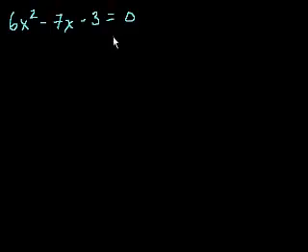So let's add the 3 to both sides of that equation. Let's add the 3 first. So we get 6x squared minus 7x is equal to 3. I added 3 to both sides.